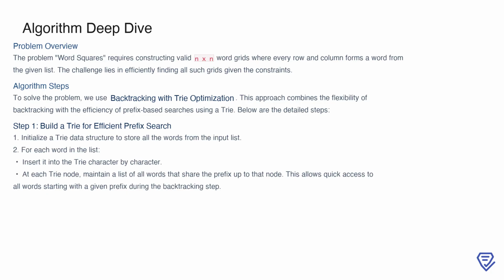We initialize the tree and insert each word from the input list. During insertion, we store a list of words associated with each node in the tree, representing all words that share the prefix up to that point. This design enables fast lookups during the backtracking phase and helps prune invalid paths early on.